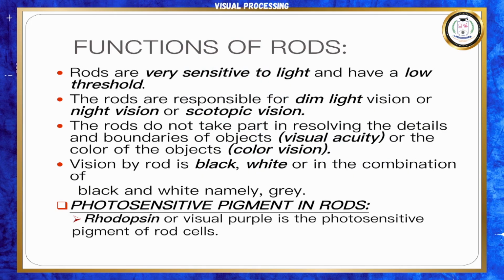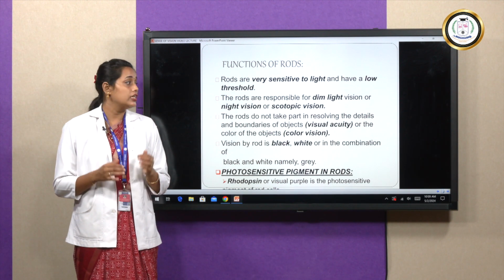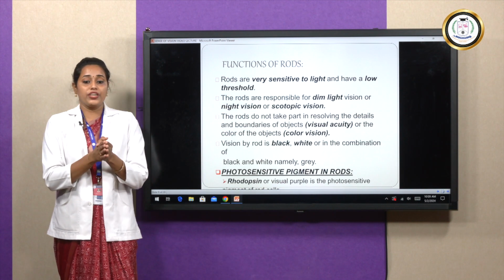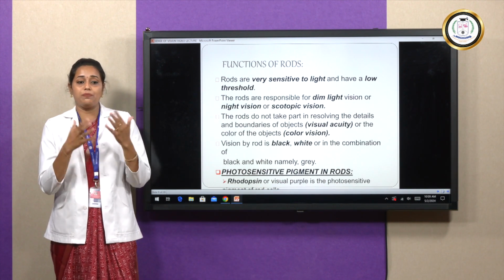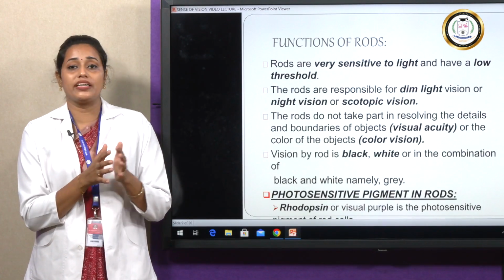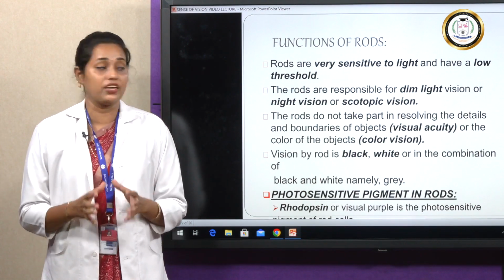Next, we'll discuss the functions of the rods. The rods are very sensitive to light and they have a low threshold. The rods are responsible for dim light vision or night vision. That is, imagine when you are in a dark room or during night time, you are able to have some visual perception. This visual perception is completely taken over by the rods. So this type of vision is called scotopic vision.